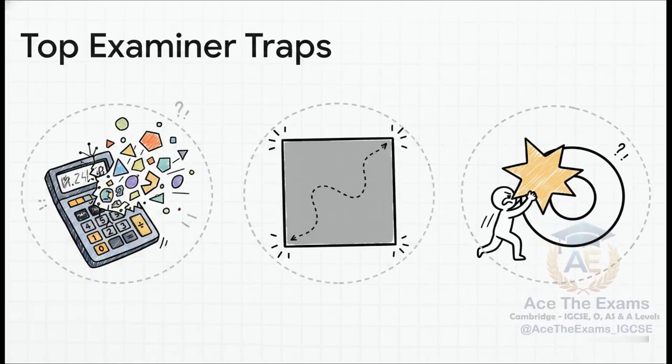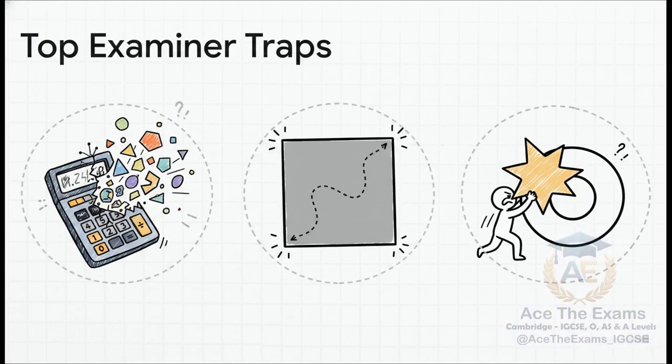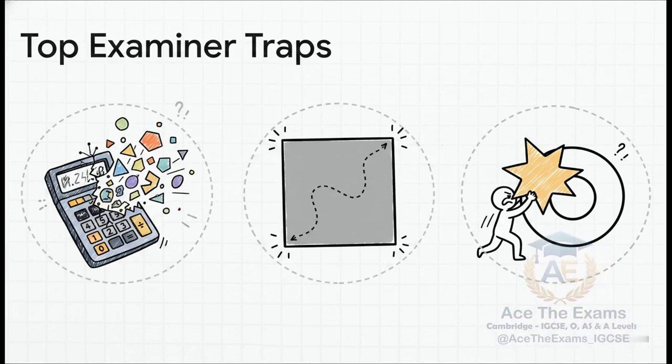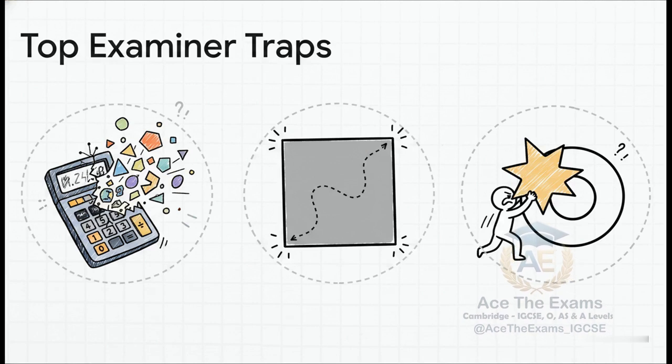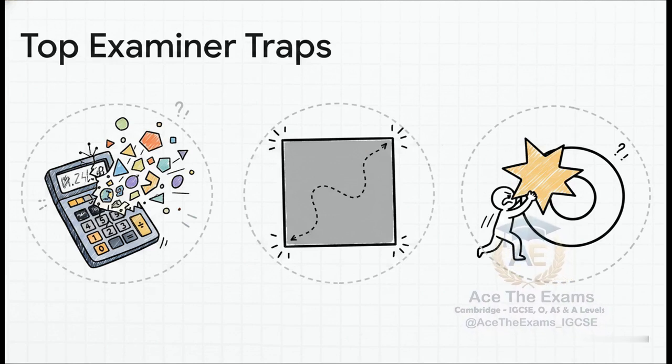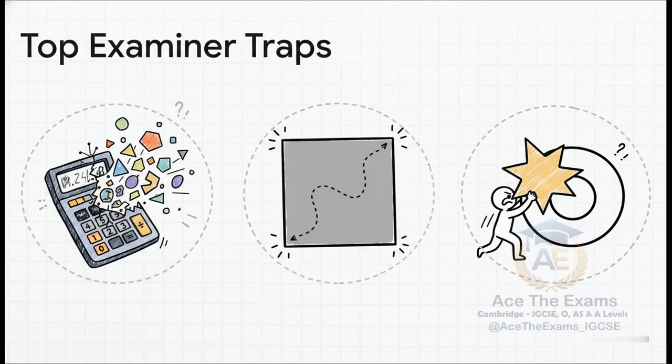Trap number 1, using the wrong formula or algorithm for the wrong context. It sounds simple, but under pressure, students constantly forget to divide by 8 when converting bits to bytes, or they accidentally confuse the formula for an audio file size with a bitmap image file size. Trap number 2 is incredibly common and devastating: forgetting to check boundary conditions and edge cases. This instantly limits the performance of your algorithm or logic.